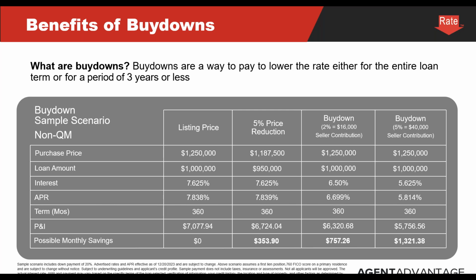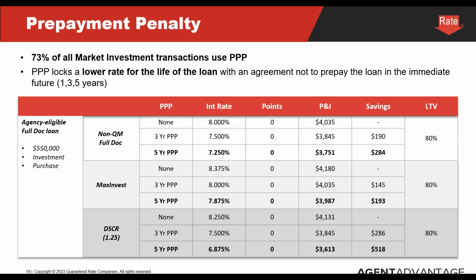All right, now let's move to my favorite other strategy here on the next slide, prepayment penalties. Now, before you tell me prepayment penalty is a dirty word and it is bad, I want to tell you that 73% of all investment property loans are closing with prepayment penalty. There's over 1 billion of it sitting in the locked pipelines and the Optimal Blue reports. There is a ton of it. And why? Let me tell you why. Prepayment penalty offers below market rates for the life of the loan if the buyer just agrees not to prepay the loan in the immediate future.